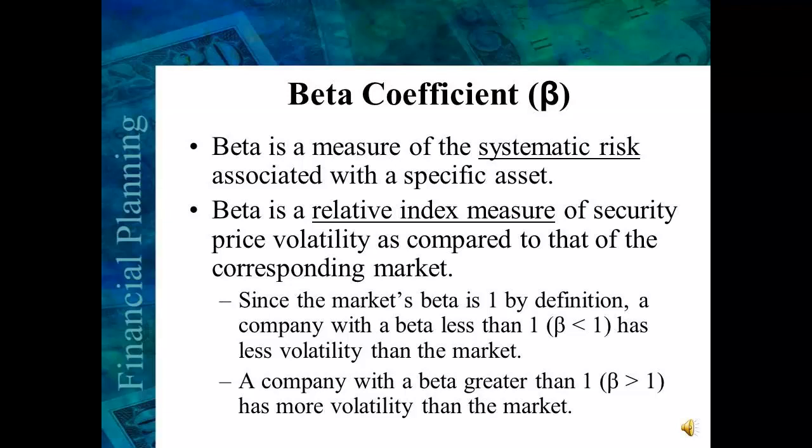Beta is a measure of the systematic risk associated with a specific asset. It is a relative index measure of security price volatility as compared to that of a corresponding market. Since the market's beta is 1 by definition, a company with a beta less than 1 has less volatility than the market. A company with a beta greater than 1 has more volatility than the market.